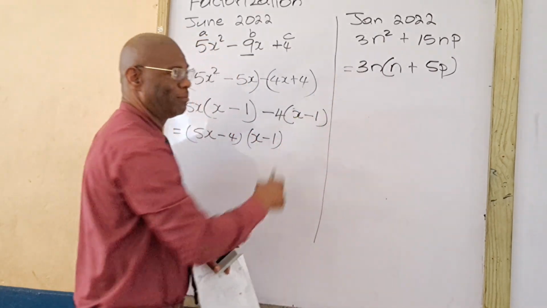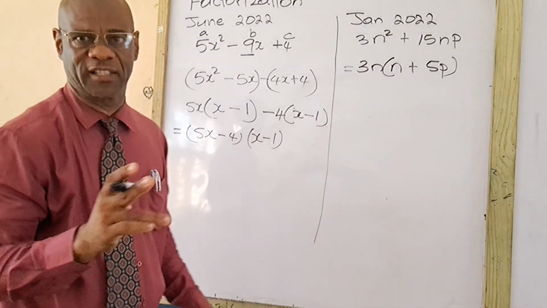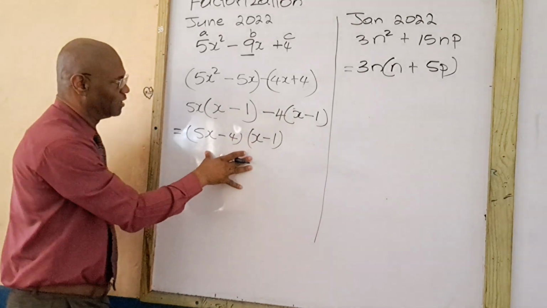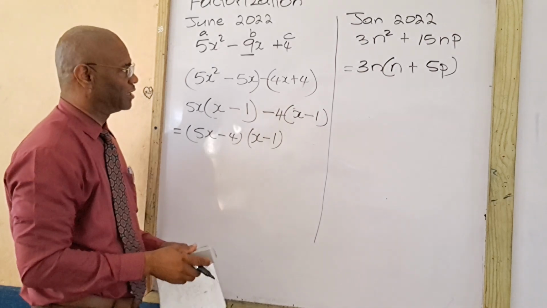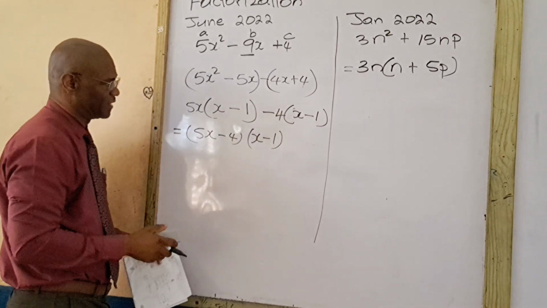So that one is done by using the highest common factor, and this one is done by grouping. So let's get to another one.